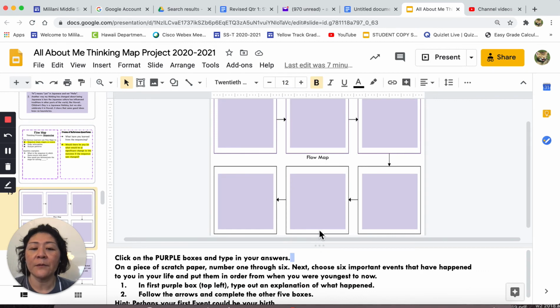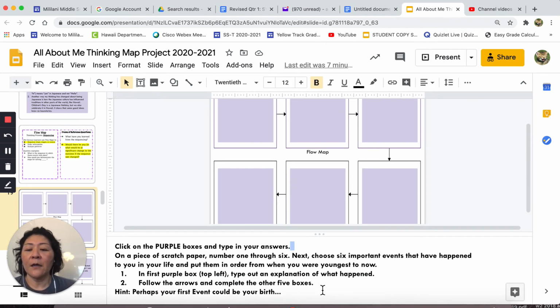It doesn't pull up better. Okay, so click on the purple boxes and type in your answers. On a piece of scratch paper, number 1 through 6. Next, choose 6 important events that have happened to you in your life and put them in order from when you were youngest to now.